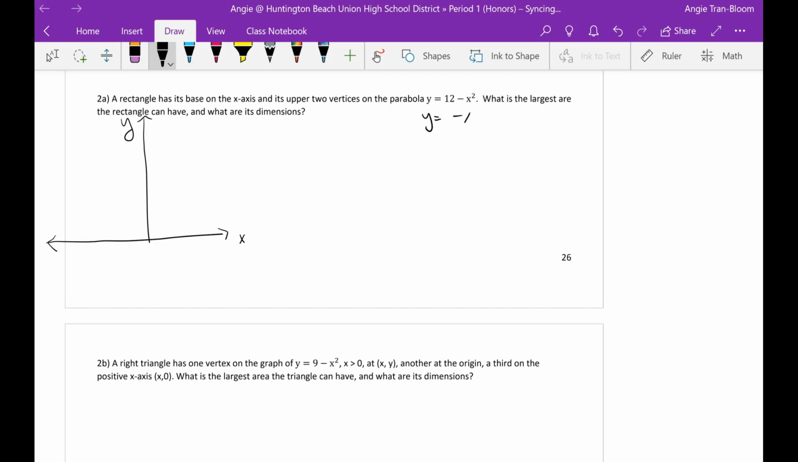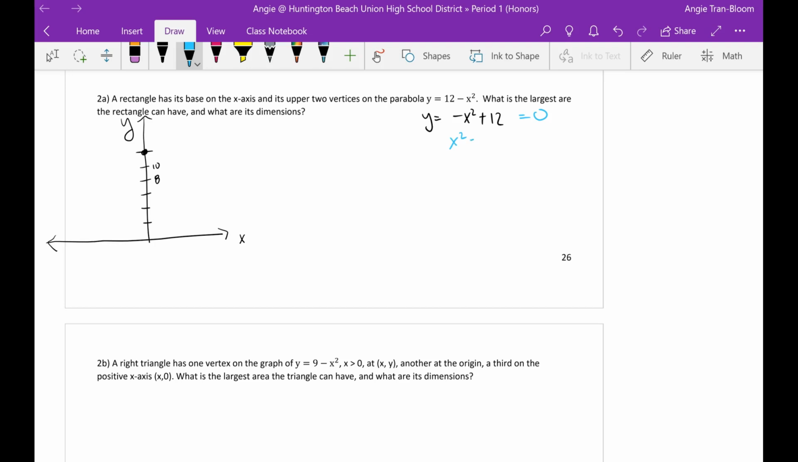I normally rewrite this so I know that it opens down and it has a vertex at (0, 12). So 2, 4, 6, 8, 10. This is 8, this is 10, and 12. So I have my vertex right here. And I want to solve for the x-intercept. So what I'm going to do is set this equal to 0.